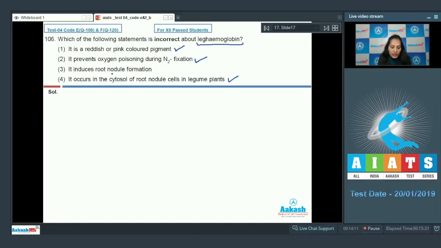Third one, it induces root nodule formation. No. Leg hemoglobin cannot induce root nodule formation during nitrogen fixation. It is the nod factors from the bacteria which induce root nodule formation. So the correct option for the given question is option number 3. Let's move on to the next question.